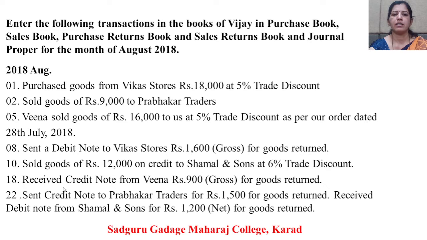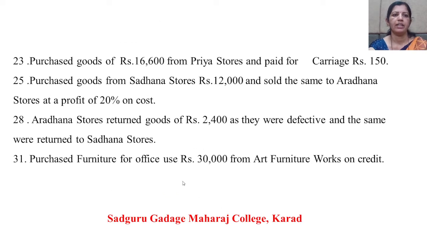Then date 18. Received credit note from Veena rupees 900 gross for goods returned. Then next, day 22. Sent credit note to Prabhakar traders for rupees 1,500 for goods returned and received debit note from Shamlal and Sons for rupees 1,200 net for goods returned. Then date 23. Purchased goods of rupees 16,600 from Priya stores and paid for carriage rupees 150. Then date 25th. Purchased goods from Sadhana stores rupees 12,000 and sold the same to Aradhana stores at a profit of 20% on cost.